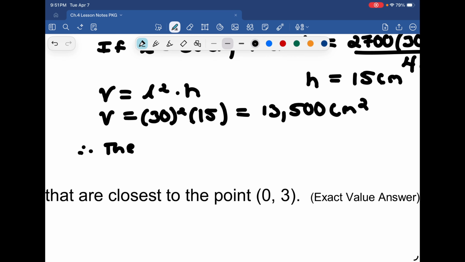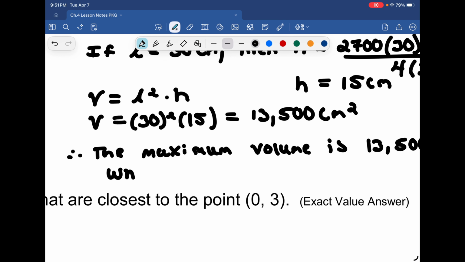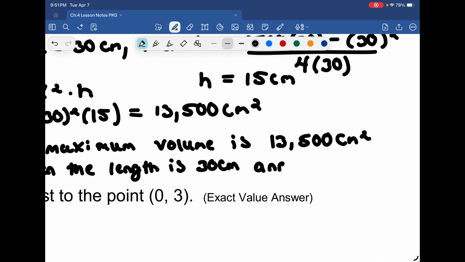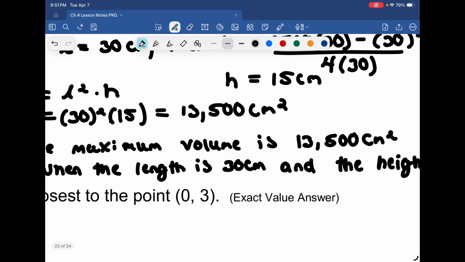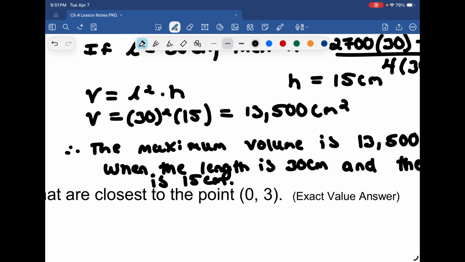Therefore, the maximum volume is 13,500 centimeters squared when the length is 30 centimeters and the height is 15 centimeters. Not to have that get really condensed at the bottom.